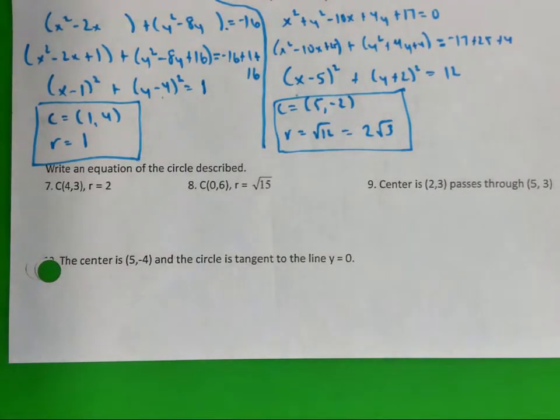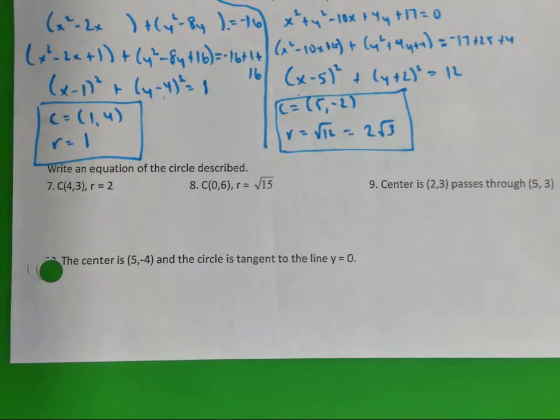Okay, our next learning target is I can write the equation of the circle. Now I'm going to give you the center and the radius, or I'm going to give you some information. This is the type that's going to be part of the ACT most likely. You got to come up with the equation here. 7, 8 is pretty straightforward. If I give you the center and the radius, can't you just write the problem? Yes.